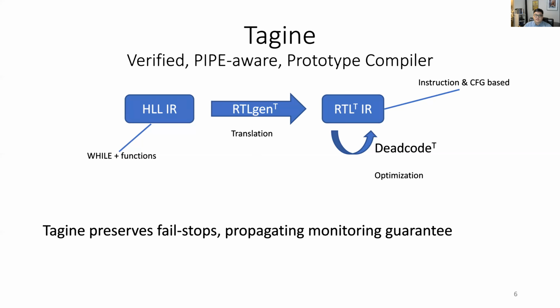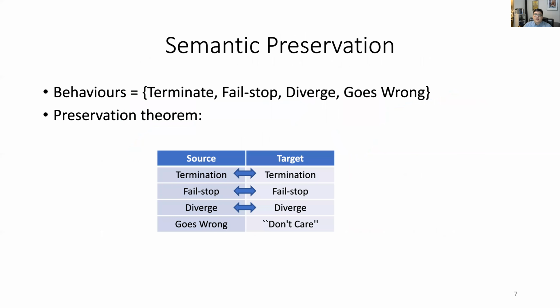The key point of Tagine is that it preserves fail-stop behavior. If a source program fail-stops, so does a compiled program. This is our notion of policy preservation. Our IRs have the standard program behaviors and additionally a fail-stop behavior. Due to the determinacy of our source and target, we can show that source and compiled programs always have the same behavior. However, we do restrict ourselves to programs that don't go wrong. This satisfies our notion of policy preservation.